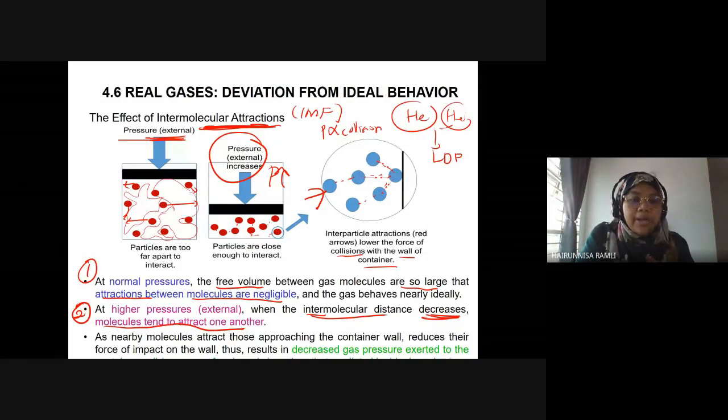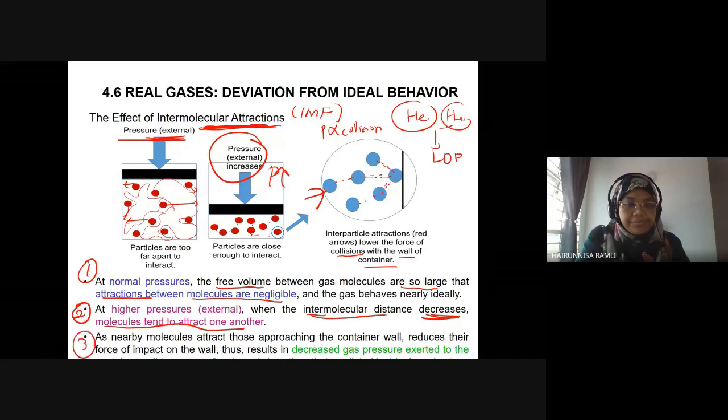So you tengok point number three. As nearby molecules attract those approaching the container wall. Tadi kan, they attract yang nak approach the wall ni. It reduced their force impact on the wall.